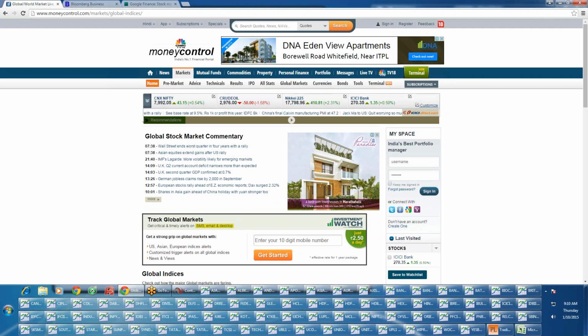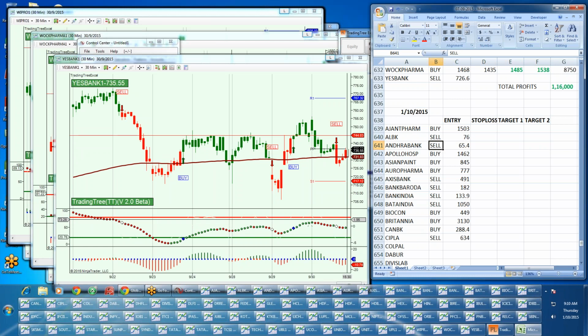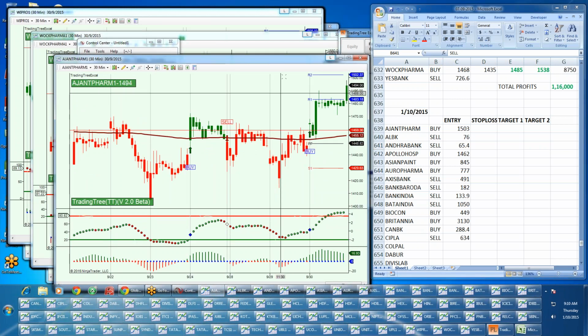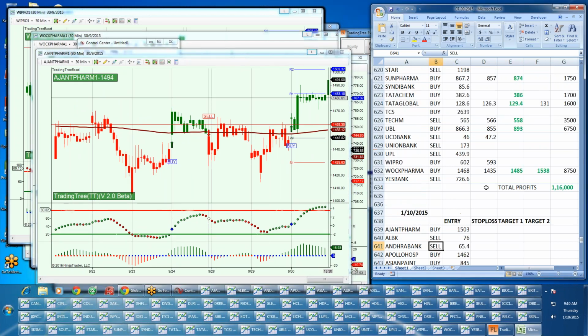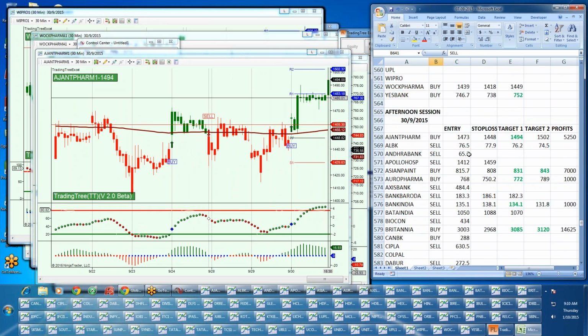So I was just talking about the prices for today. You can see Ajanta Pharma yesterday, I'll show you my yesterday's trades also. They're roughly around 1,16,000 profit on these trades yesterday. This was on 30th. Our buy price here was 1473. So that was our buy price, and you can see that it ended at 1494.